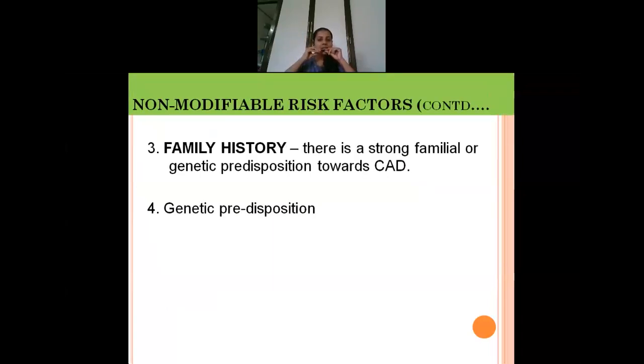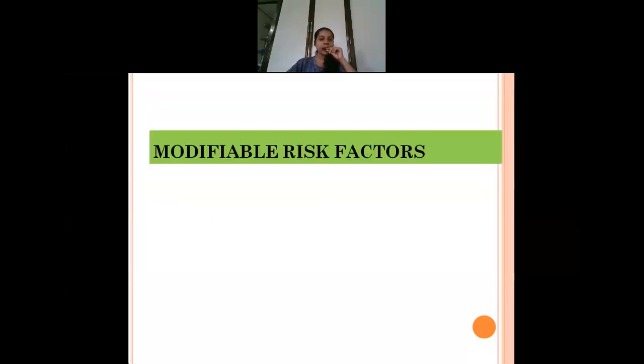Next one is family history. If there is a strong family history or genetic predisposition towards CAD or any cardiac problem, you can get it. Okay. Next is modifiable risk factors.